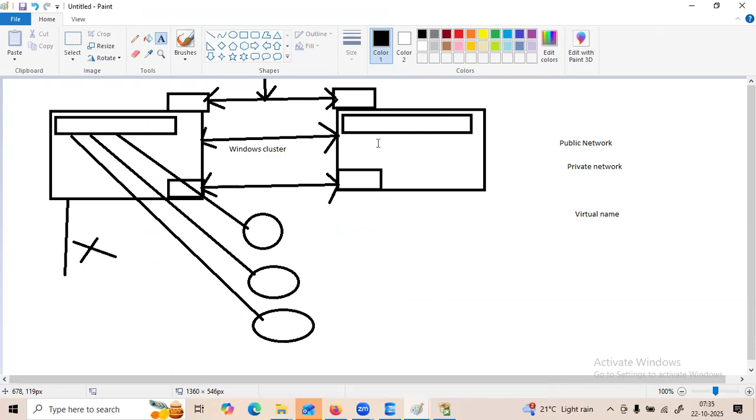But that time, it won't ask for any cluster disk. It won't ask for any virtual name. Simply, it will ask to add the computer as a node. While choosing that option, it will ask which instance, since we have one instance, right? That will ask to add the node. That's it.